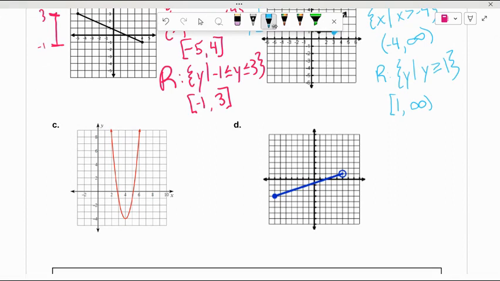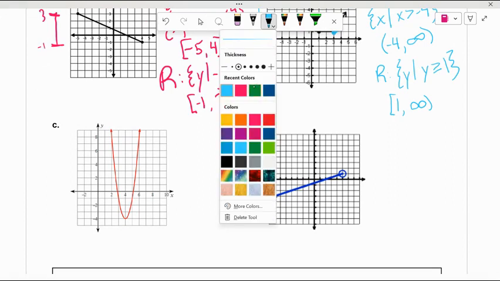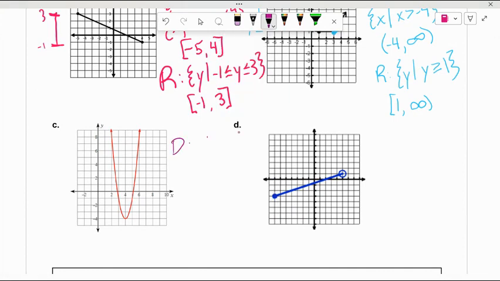Let's go through these a little bit quicker so that this video is not 4.5 hours long. Domain and range. Domain, we go all the way to the left, all the way to the right. All real numbers, or from -infinity to +infinity.